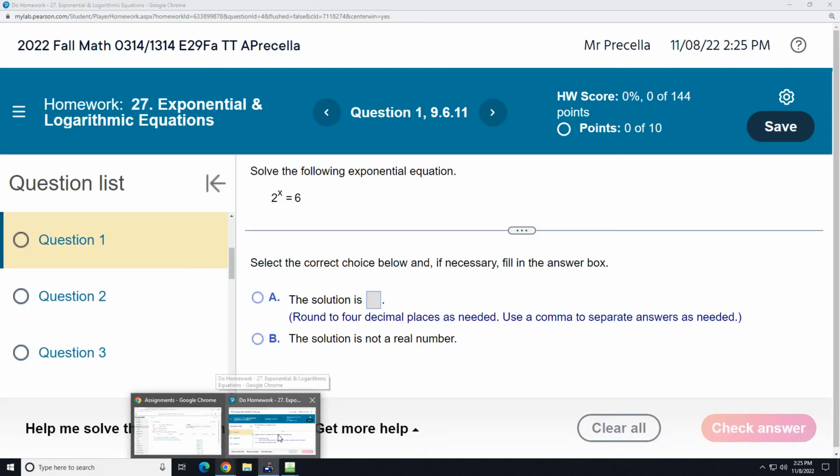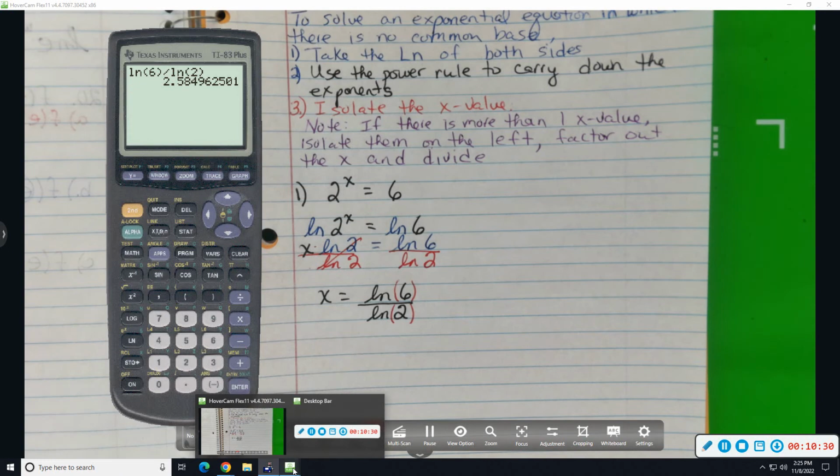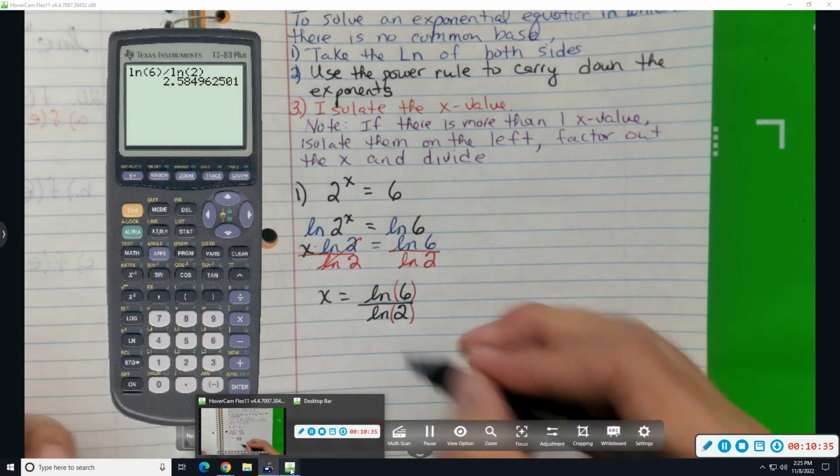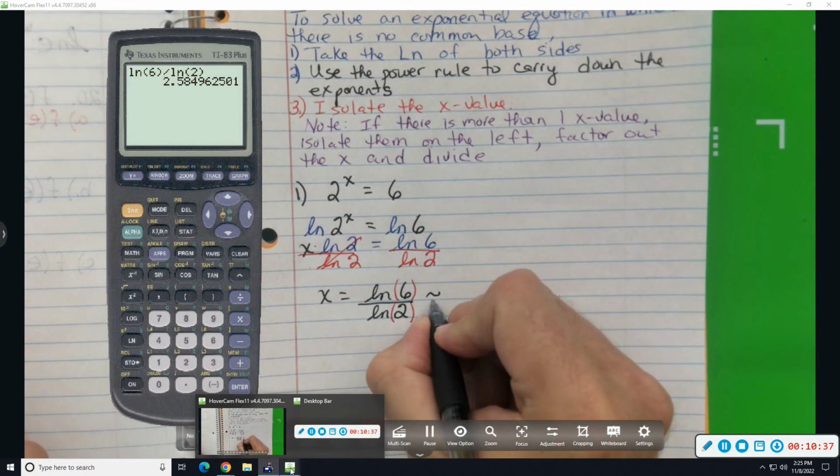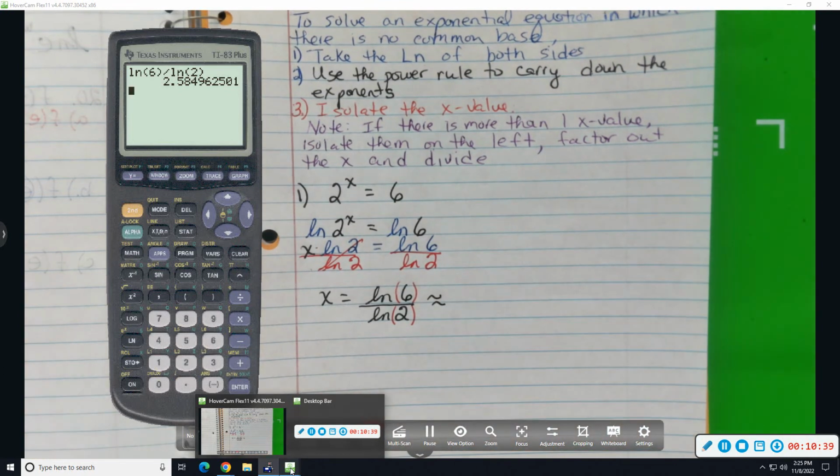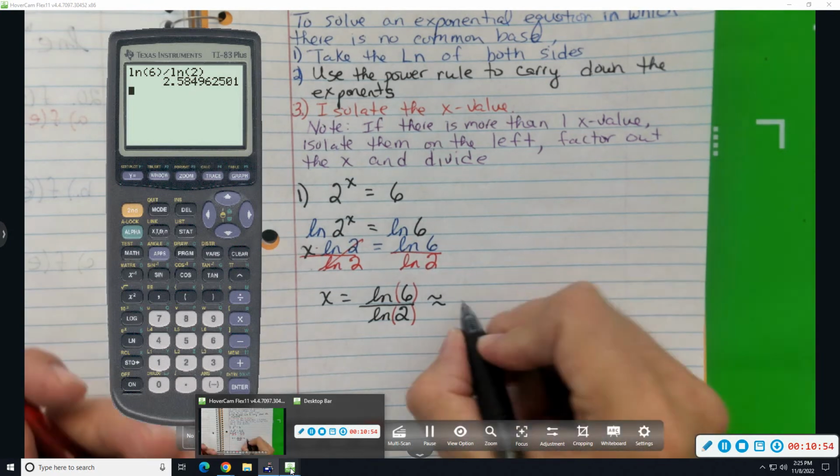Let me see. Round to 4 decimal places as needed. Okay. 4 decimal places. Oh, x. I'll just put some wavy equals, which means I'm rounding. Okay. 2.58, and then we have a 496. If I wanted 4 digits after the decimal place, I'll write 58.